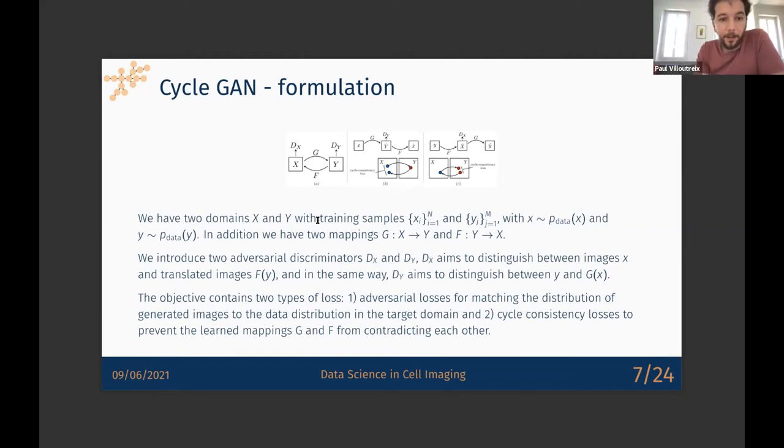And in addition to that, you introduce two adversarial discriminators. So this is how you train it, right? You have this cycle consistency loss and another loss that is a discriminative loss, where you have a discriminator, an instance that will tell you with probability between 0 and 1 if the data is coming from your domain or if the data is a transformation of a point that was in the other domain into your domain.